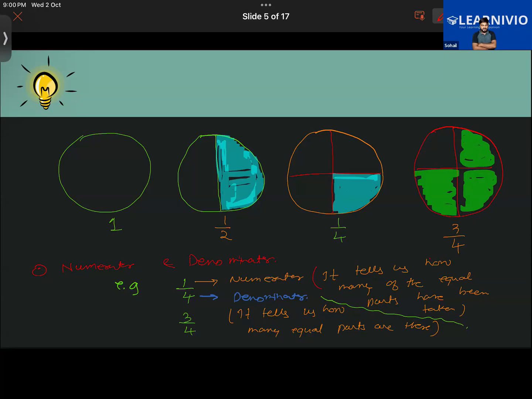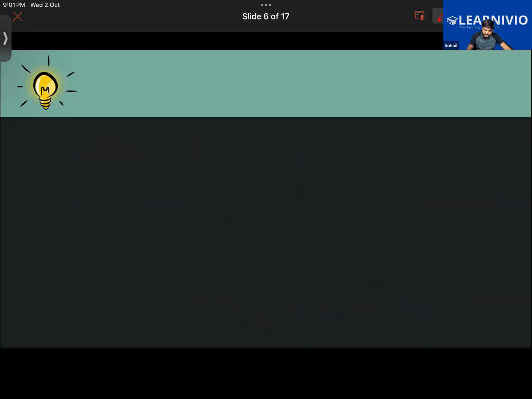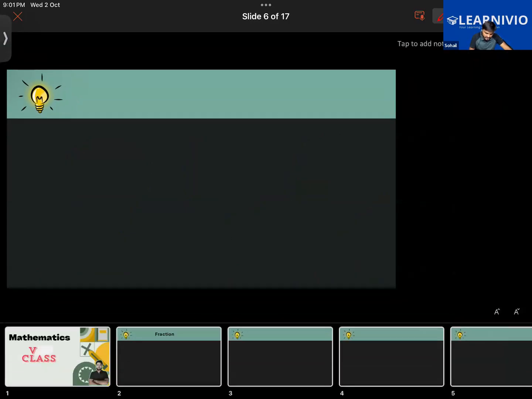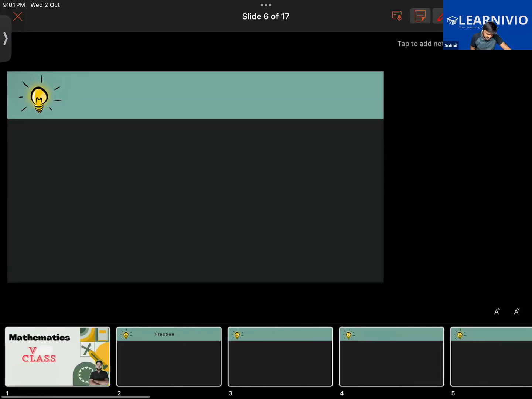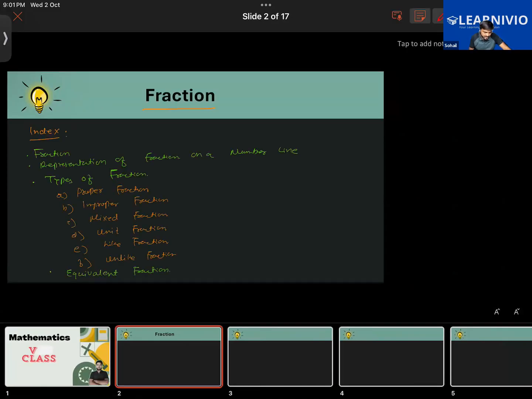Okay, Habib, tell me, if the numerator is 1 and the denominator is also 1, what does it tell? These are one whole. It's simply one whole. Exactly. So 1 upon 1 is simply 1. Good. Right now we are done with the basics of the fraction. We learned about the parts of the fraction. Next we'll be learning about representation of fraction on a number line.